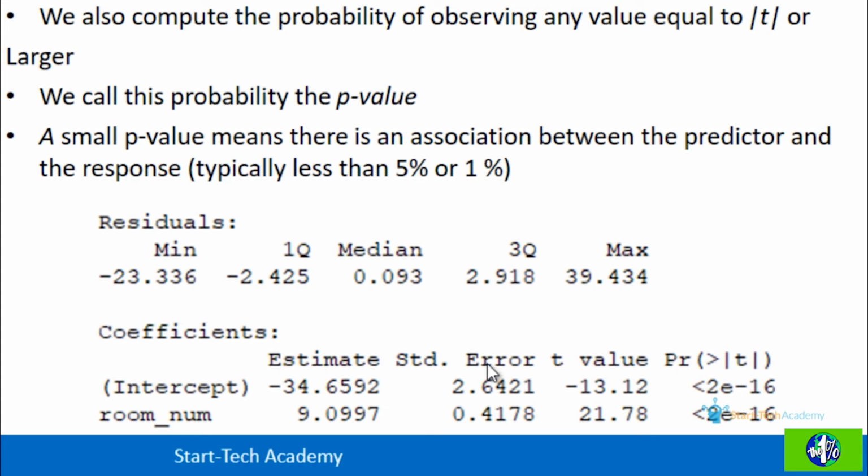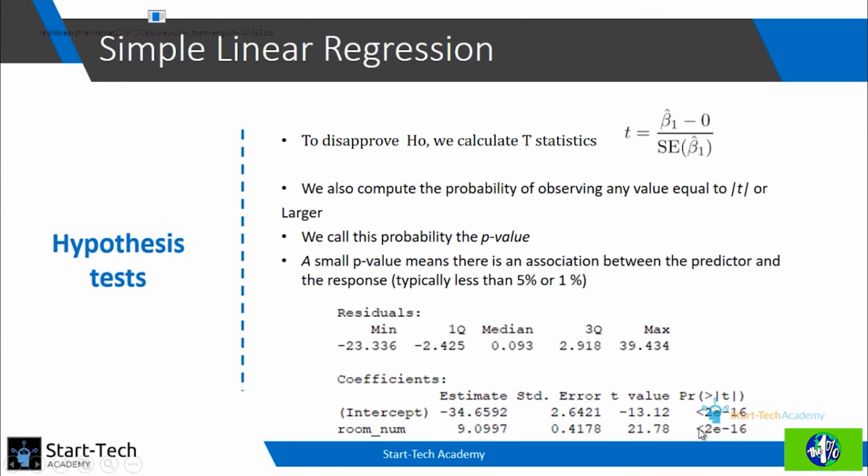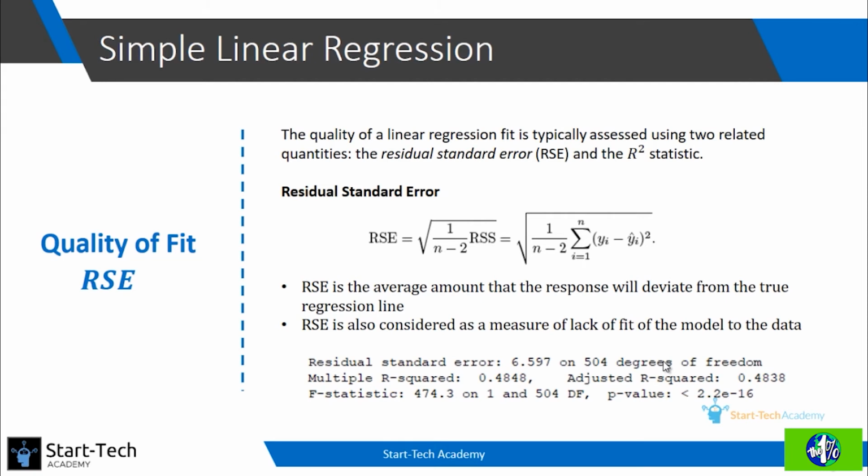To establish that there is a relationship, we calculated a t value using these two things. Using the t value, we calculated a p value, and if this p value is less than a threshold of 1% or 5%, whichever you like to use, then we say that there is a relationship. So for our model, there is a relationship of house pricing with room num, and that relationship is this beta 1, which is 9.09. In this video, we will assess the accuracy of the model that we have created.